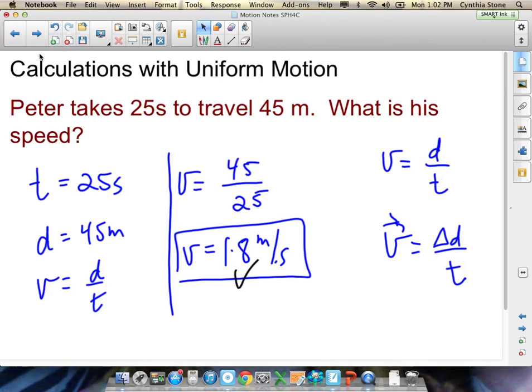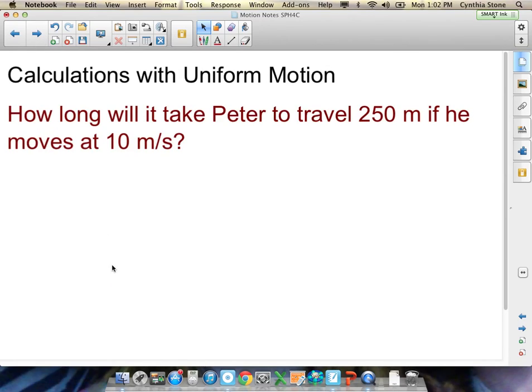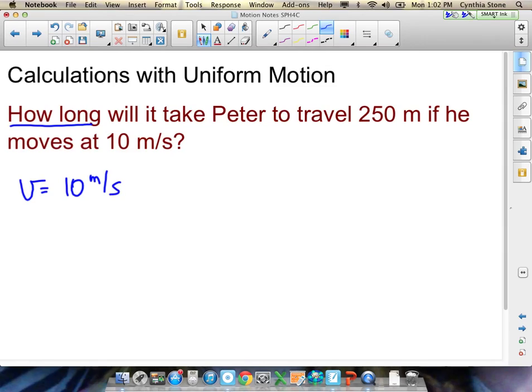Okay, let's do a couple more. Now Peter is traveling. How long will it take Peter to travel 250 meters if he moves at 10 meters per second? So it looks to me like we're given his speed of 10 meters per second, and we're given his distance of 250 meters, right? And we're looking for how long. That must mean time, right?